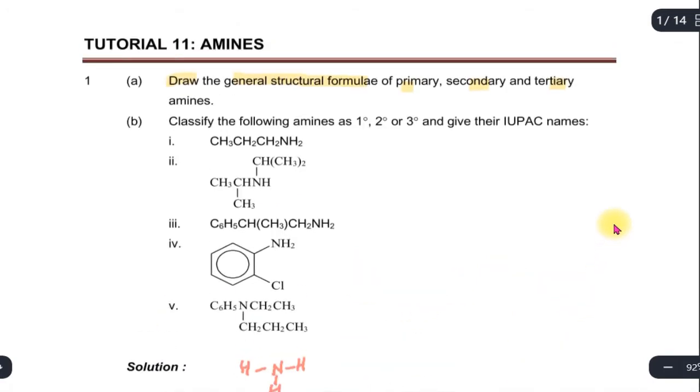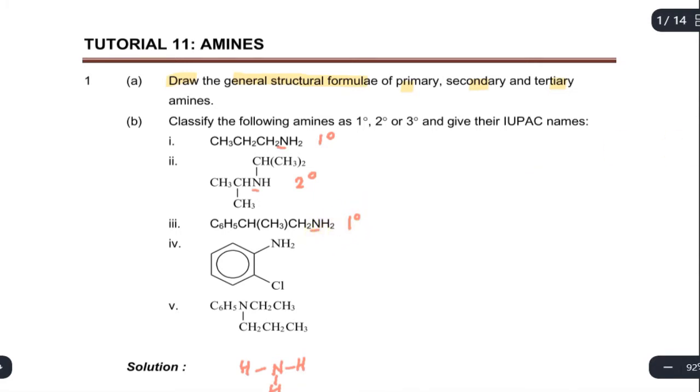Next is about naming. As I explained just now, you have to check whether the amine is primary, secondary, or tertiary, because for different classes of amine, the way to name is different. So for example, I classify them first. This nitrogen with 2 hydrogens, I know is primary. With 1 hydrogen is secondary. Actually for me, it is much easier to identify by the hydrogen. Actually, it has to be based on the alkyl group.